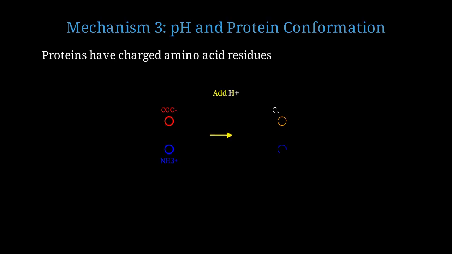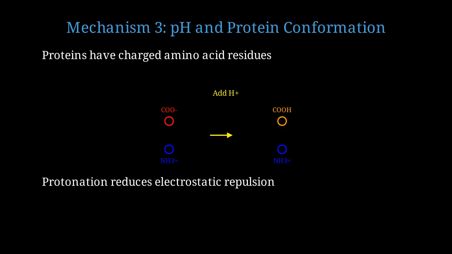At higher pH on the left, carboxyl groups are deprotonated as COO-. When we add hydrogen ions and lower the pH, these groups become protonated as COOH. When you add acid and protonate these groups, you reduce the negative charge on the protein surface. This reduces electrostatic repulsion between protein molecules.